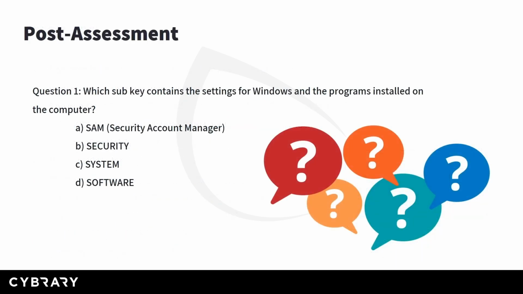Here's a quick question for you. Which key contains the settings for Windows and the programs installed on the computer? Is it A, the Security Account Manager, or B, Security Key, or maybe C, the System Key, or D, the Software Key? If you said D, you are correct. When a software program is installed, data is written to the software subkey to store application-specific settings.